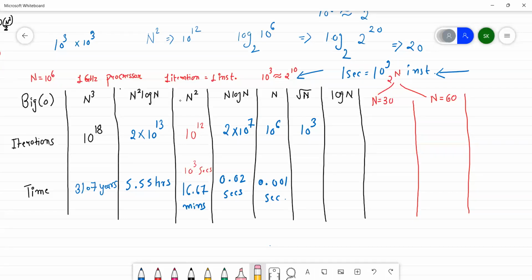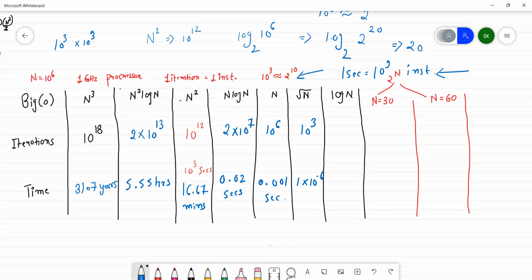10 to the power 2, right, 100. So if you are taking the square root of 10 to the power 6, you will get 10 to the power 3, right? Like just half of the zero digits. Oh, okay, I got it. I was confused with 1 second equal to 10 to the power 9. Thank you.